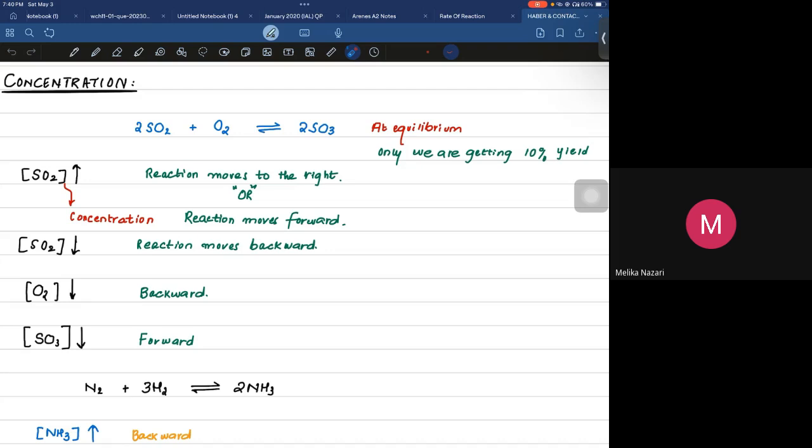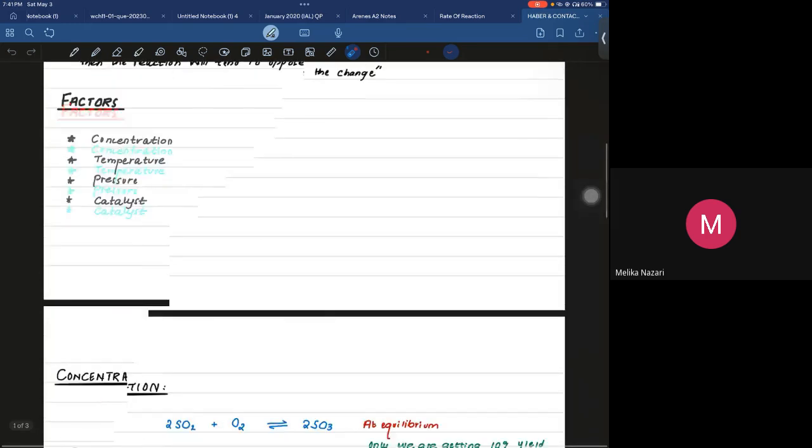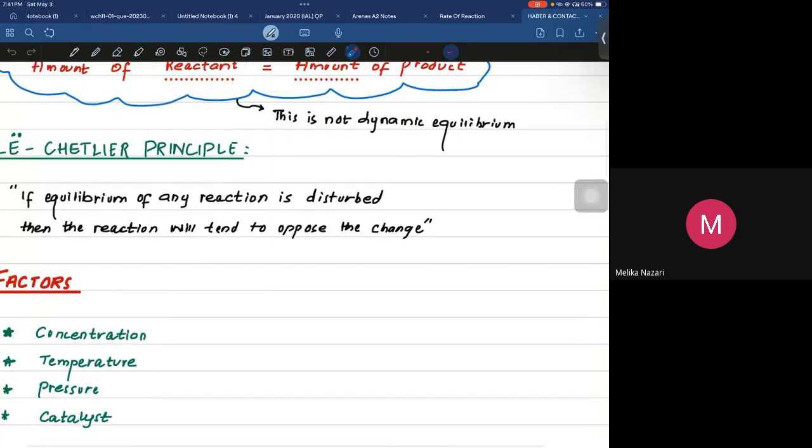Le Chatelier's principle says that when the equilibrium of a reaction is disturbed, the reaction tends to oppose the change. I'm repeating: when the equilibrium of a reaction is disturbed, the reaction will tend to oppose the change.